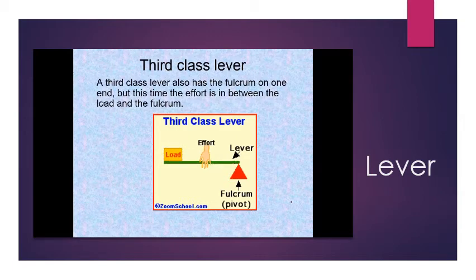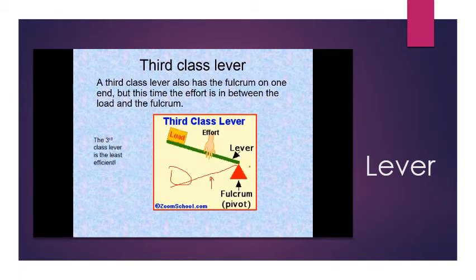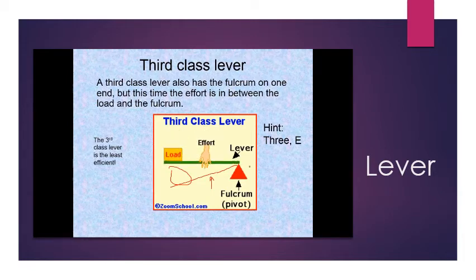A third class lever also has the fulcrum on one end, but this time you switch the effort and the load. Here you see the effort is between the fulcrum and the load. If we added another lever and put the load in the middle, you can see this looks like a pair of tweezers. The third class lever is the least efficient lever. And your hint to remember what's in the middle of a third class lever is 3E. That's your hint because 3 rhymes with E. So 3 for third class, E for effort in the middle. And remember, the effort is the force that you apply to the machine.